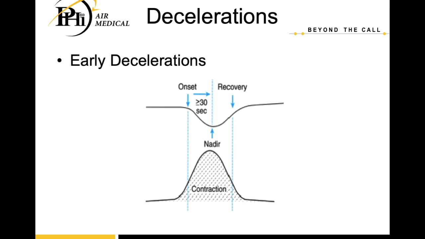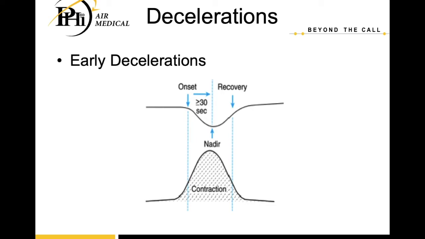All right, so let's look at these early decels. The first thing is that it's going to be a slow or gradual decrease in the fetal heart rate. The onset to the nadir has to be greater than or equal to 30 seconds, so it is going to be a gradual decrease instead of a sudden one. But the absolute must to identify the early decel is that the nadir of the decel needs to match with the peak of the contraction. If it does not, then it is not an early decel.